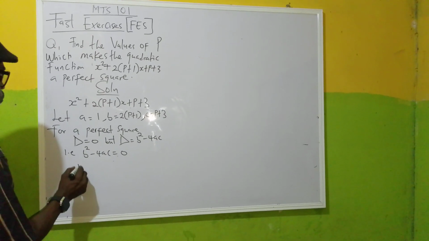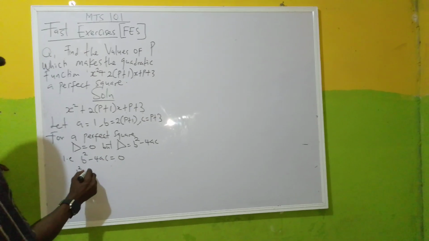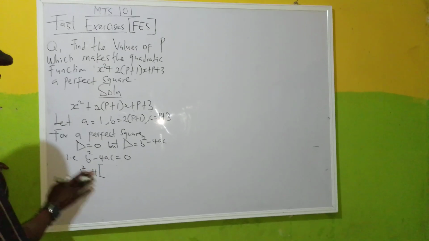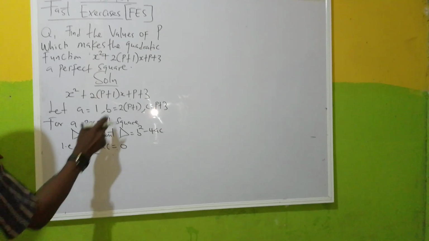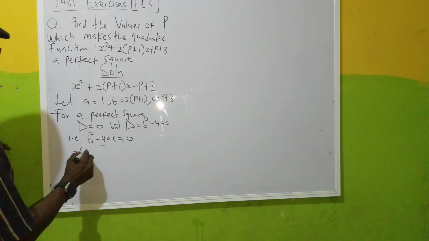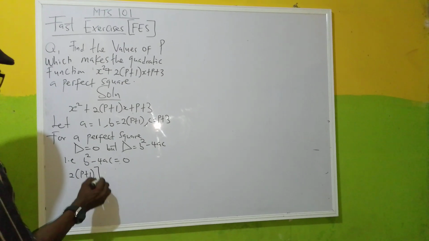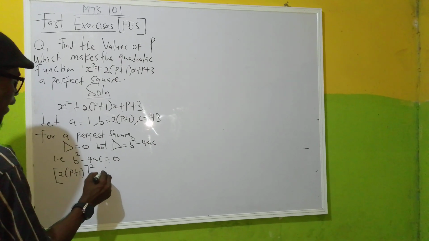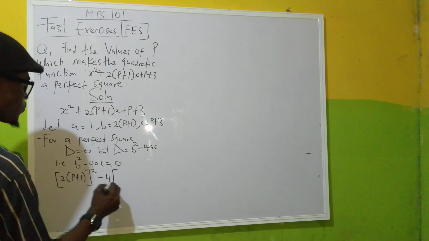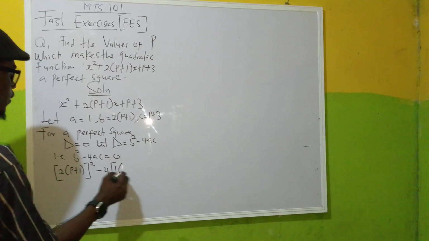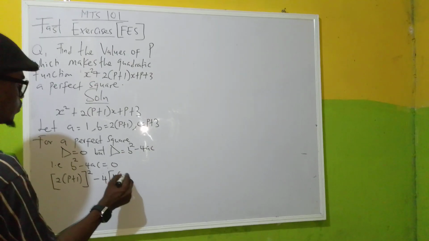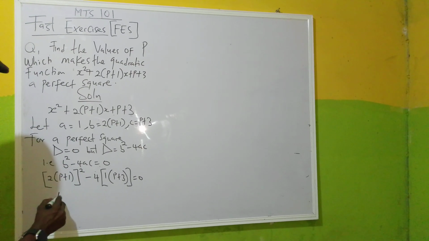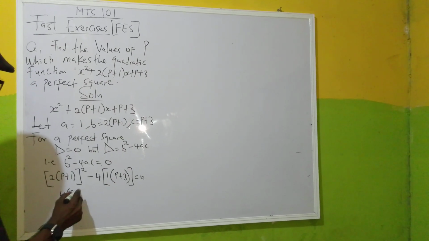So we can now substitute your coefficients. What's our b? Our b here is 2(p plus 1). You get that now? All squared, minus 4 into, what's our a? Our a is 1. What is c? c is p plus 3, equals 0. So this one is simply 4(p plus 1) squared.